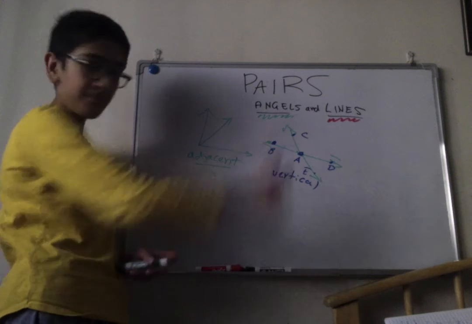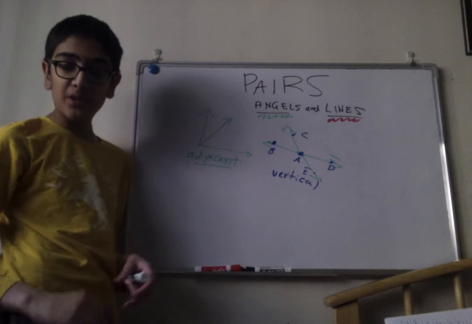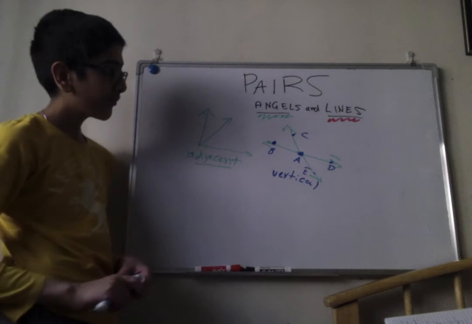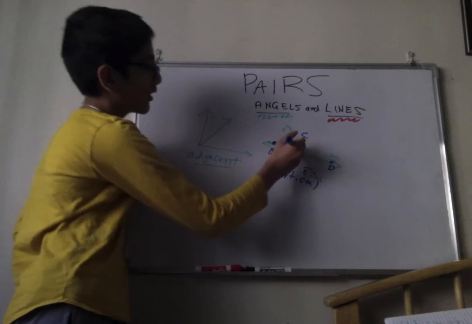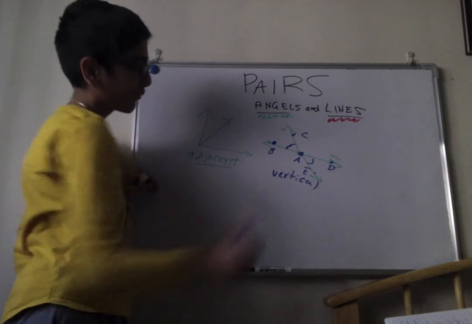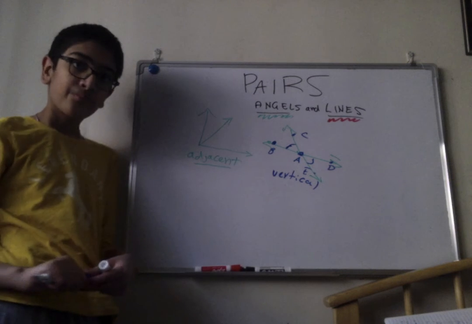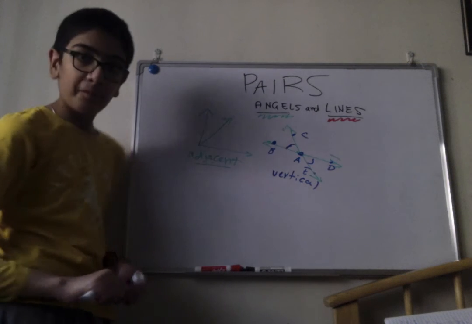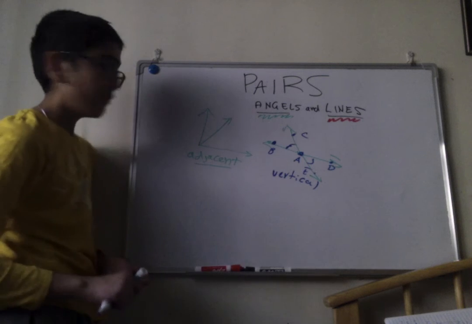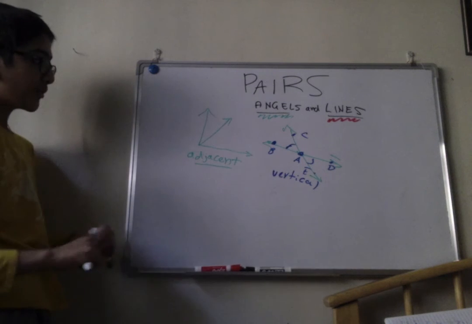Same with these ones. So then what's so special about vertical angles? Is that they're congruent. In a much later video, we'll actually talk about why they're congruent when we're going to prove them. But we don't know how to do proofs yet, so look forward to that in the future.